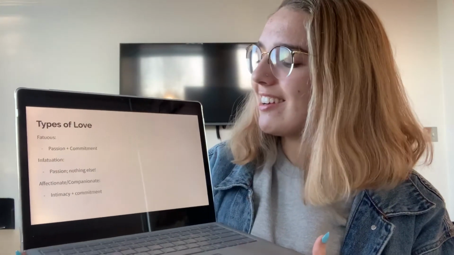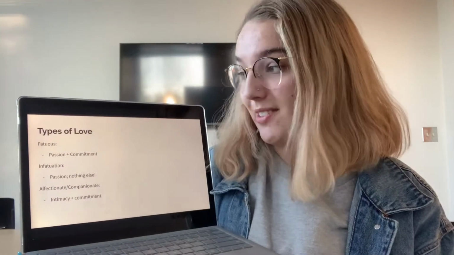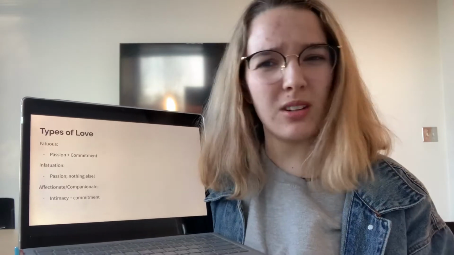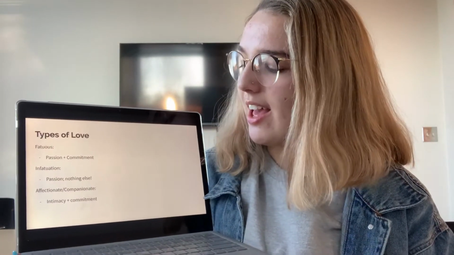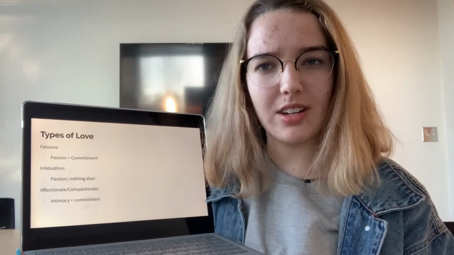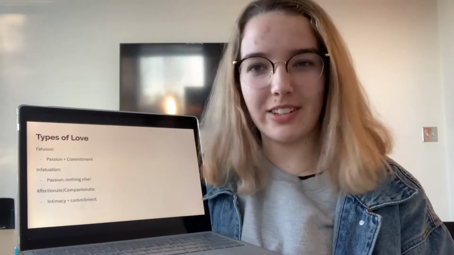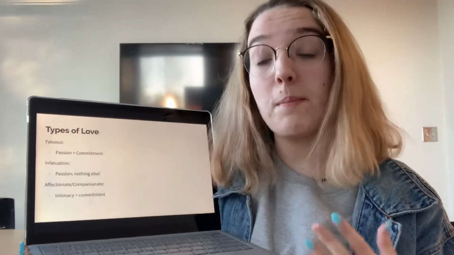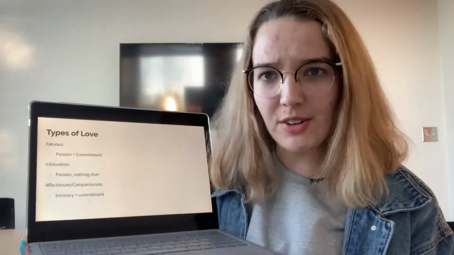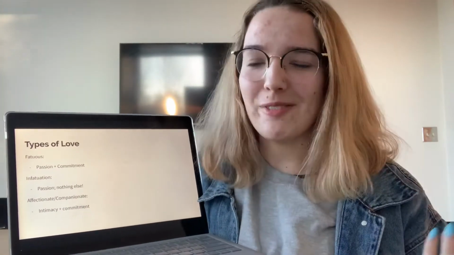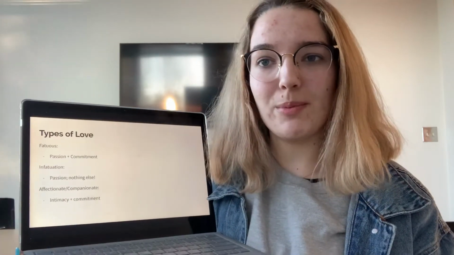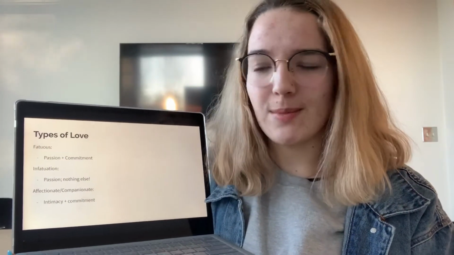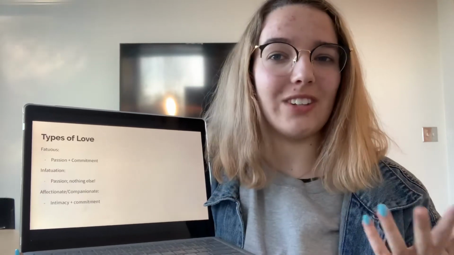But then there is affectionate or companionate, and looking at the difference between fatuous and affectionate, fatuous has passion and commitment but no emotional intimacy, but affectionate and companionate has the intimacy and commitment but no physical attraction, or not necessarily physical attraction, but no physical connection, not necessarily yet. So an affectionate companionate relationship might look like a best friend relationship. Me and my best friend Madeline from back home would be considered in a companionate relationship. We have that emotional bond together, we've committed to having this friendship for however many years, but there's no physical connection and I don't love her in that sense.